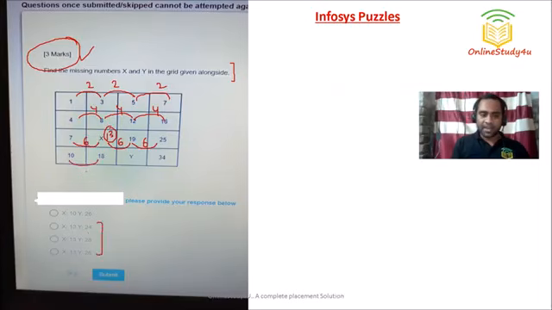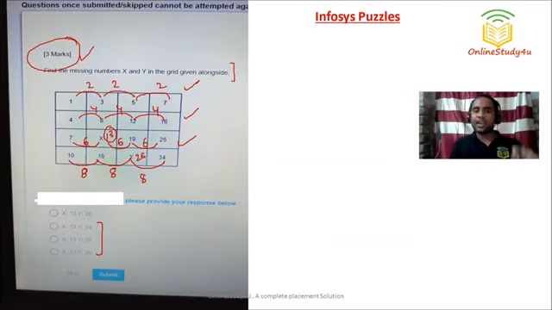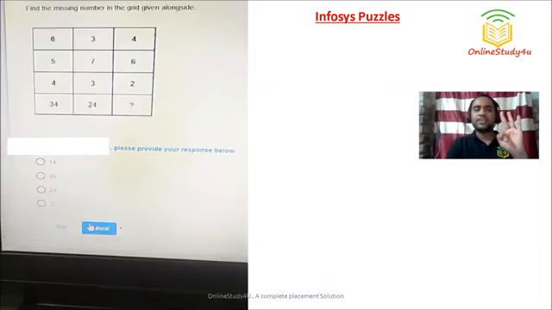Then 10 plus 8 is 18. Again 18 plus 8, because the difference is constant. The difference is 2, the difference is 4, the difference is 6, so the difference is constant. So 18 plus 8 is 26, and 26 plus 8 will be 34. So here we fill 13 and here we fill 26. That means option D is the correct answer for 3 marks.